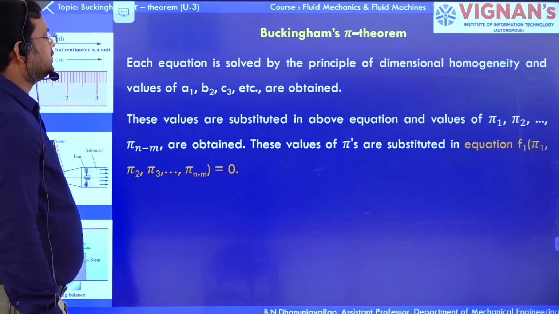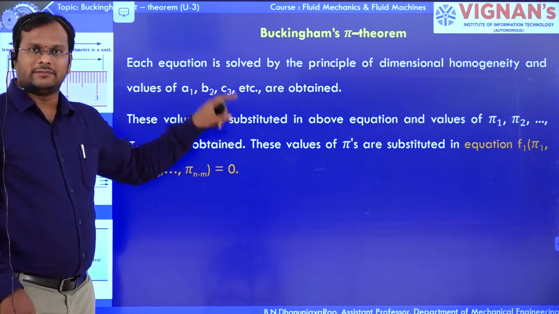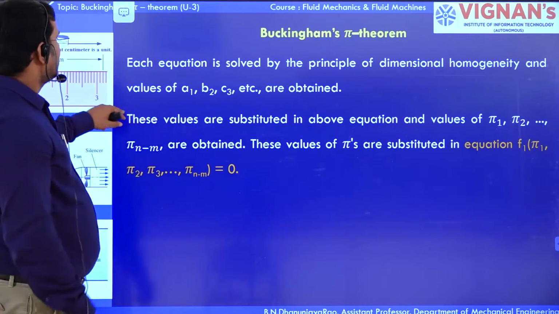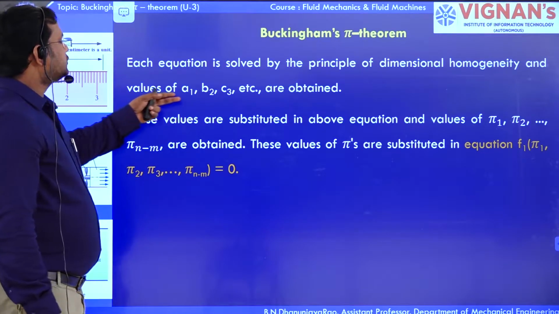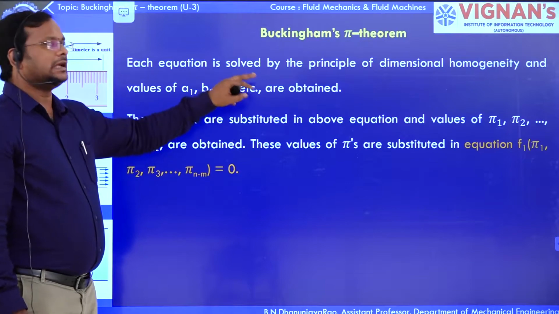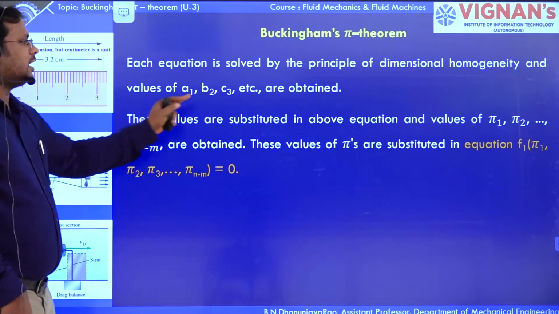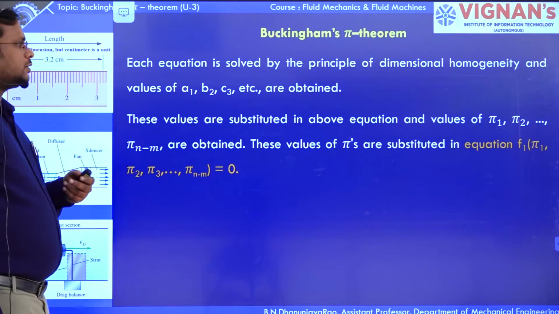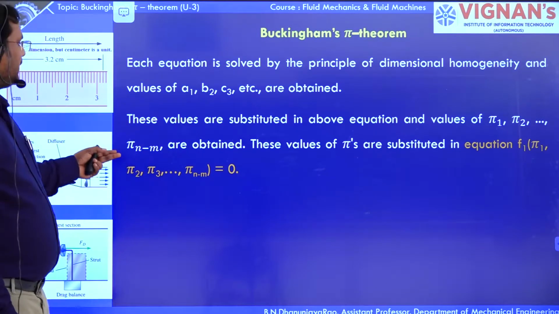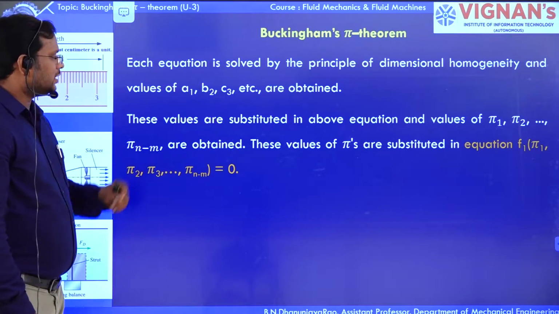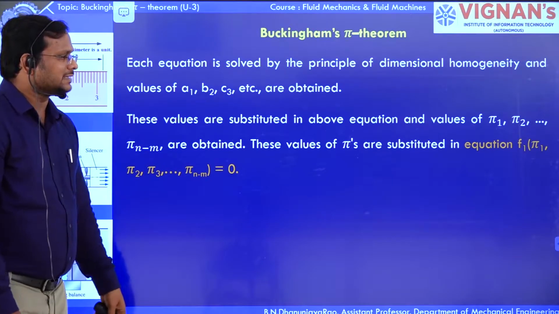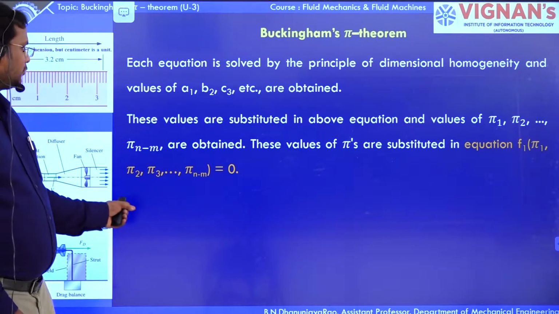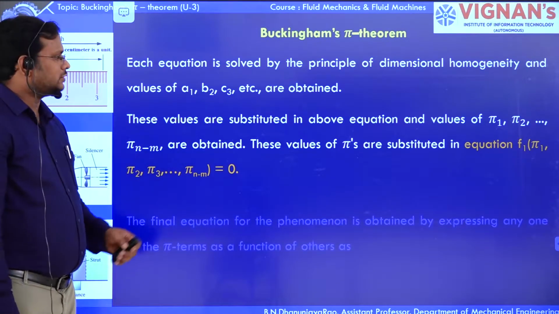Each equation is solved by the principle of dimensional homogeneity on both sides. Then the values of a1, b2, c3 are obtained. These values are substituted in the main equation, so that the values of pi 1, pi 2, pi 3 to pi n minus m are obtained. These values of the pi terms are substituted in the equation f1 of pi 1, pi 2, pi 3 to pi n minus m, which is equal to 0.